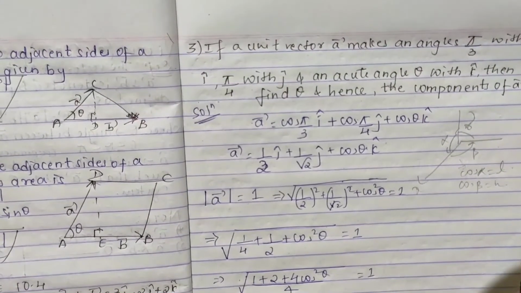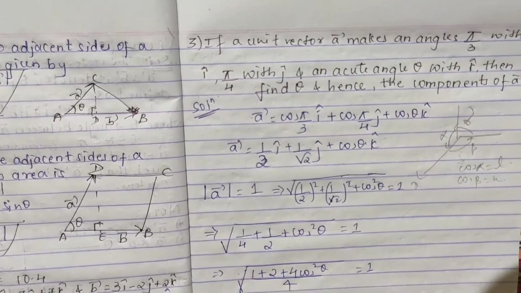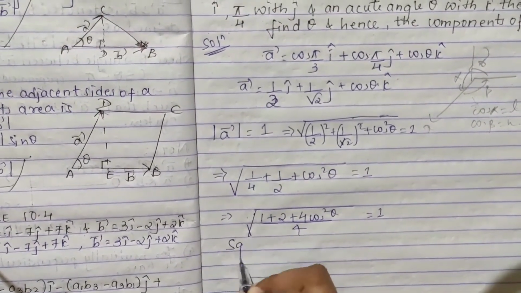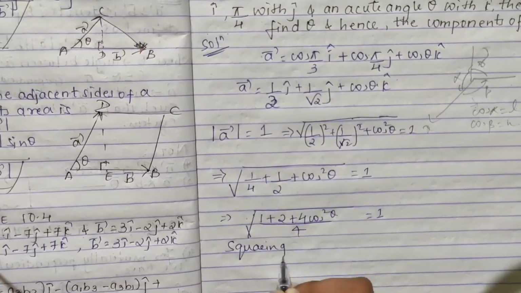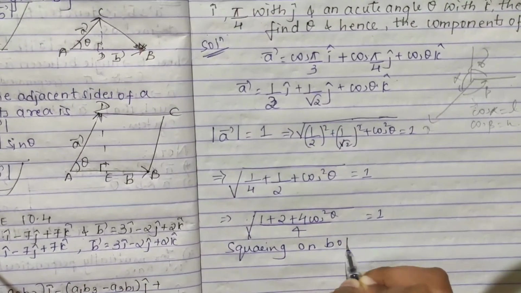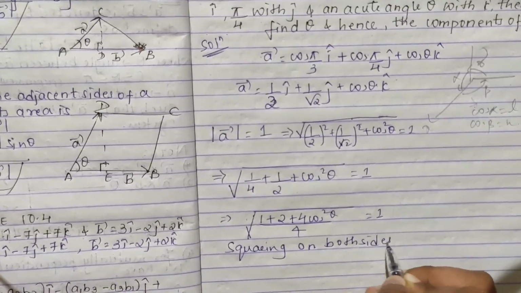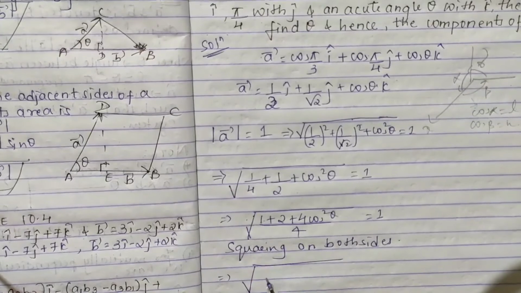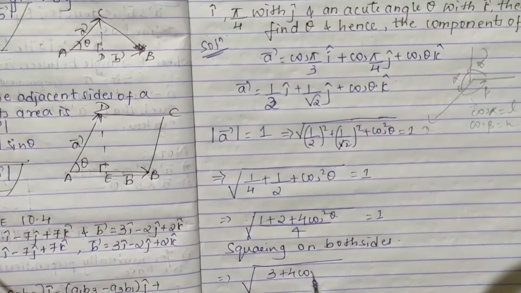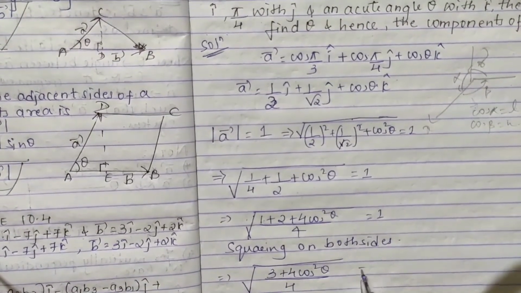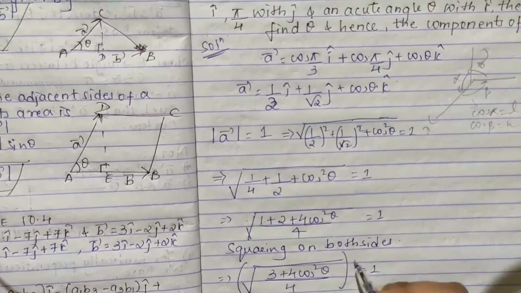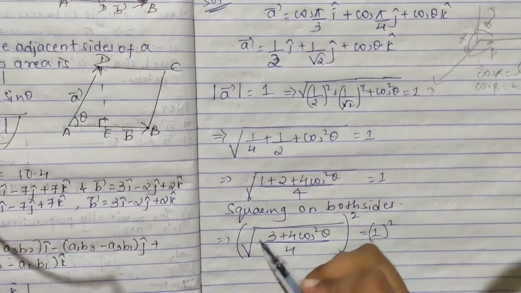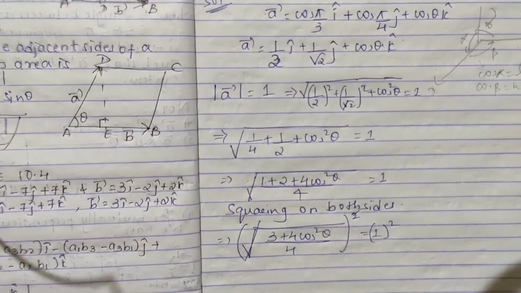Is equal to 1. Now to remove this square root, I have to square on both sides. Why am I doing squaring? To remove this square root. If I do squaring, 2 plus 1 is what? 3 plus 4 cos square theta, whole divided by 4, is equal to 1. Squaring means like this; the root and the square cancel, right? So I am doing squaring.